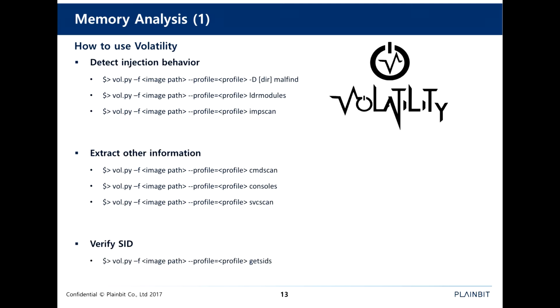Volatility also provides basic malware detection plugins called MalFind. The plugin uses the permissions of the memory area to determine if the process is malicious. Analyst judgments are important because results include false results. You can also extract information such as the commands you have typed in the command prompt window that we frequently use, services running on the current operating system, and so on.